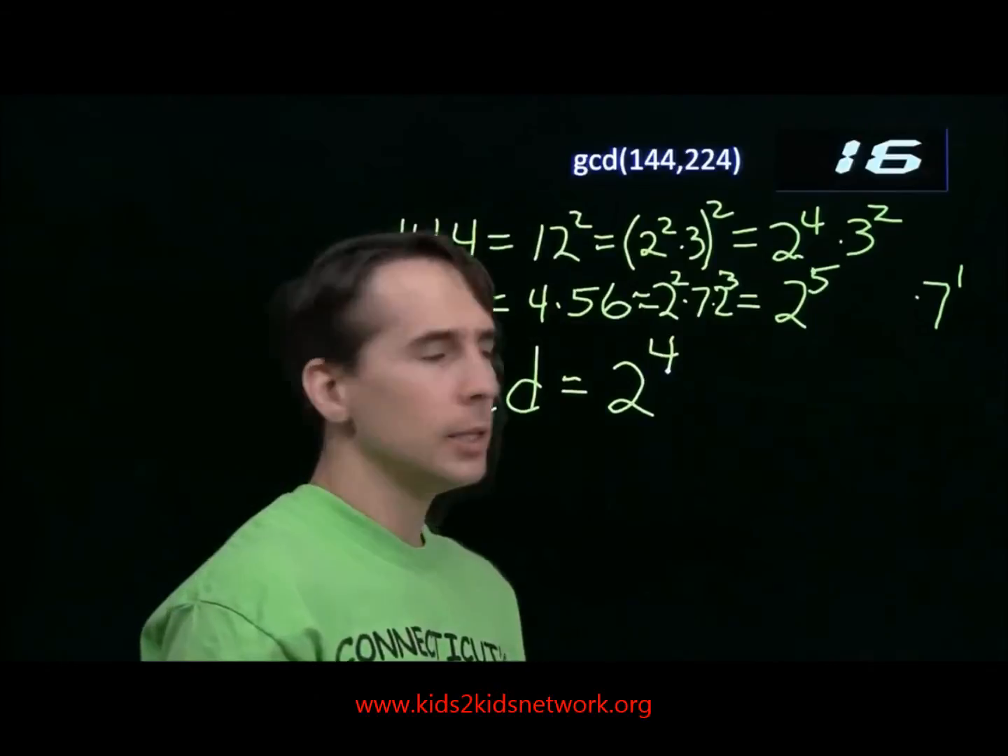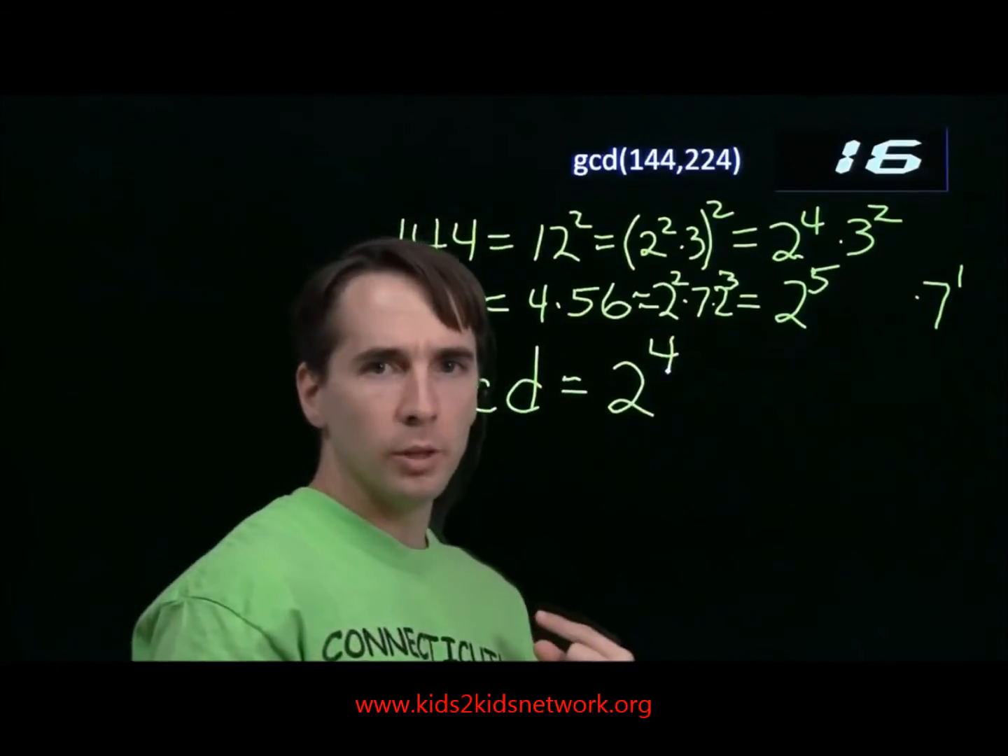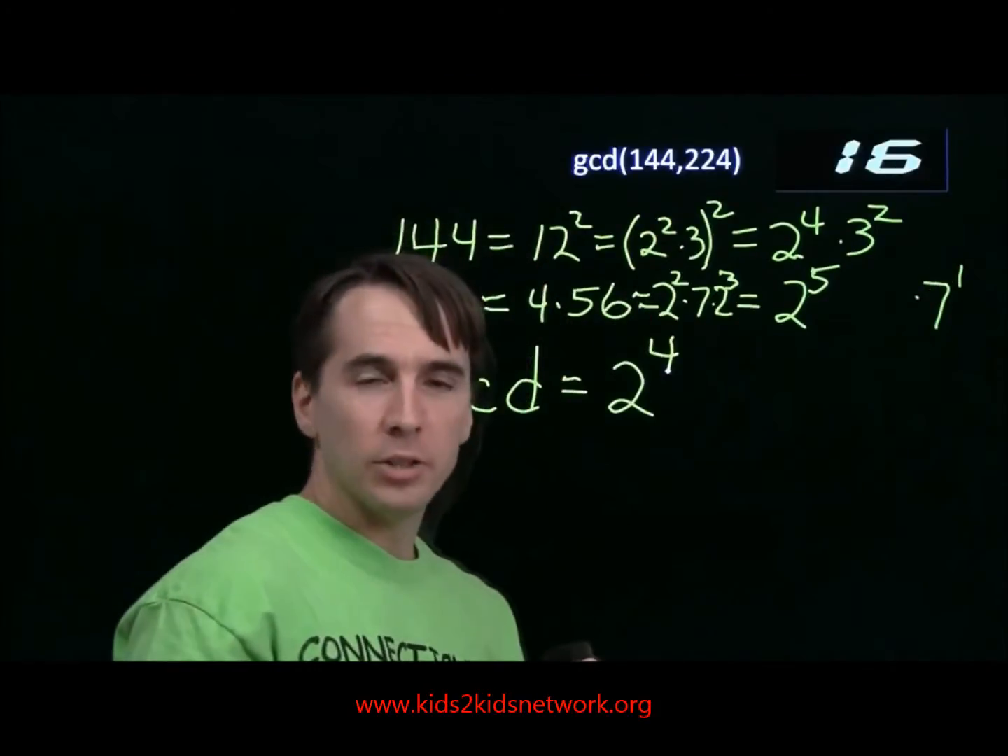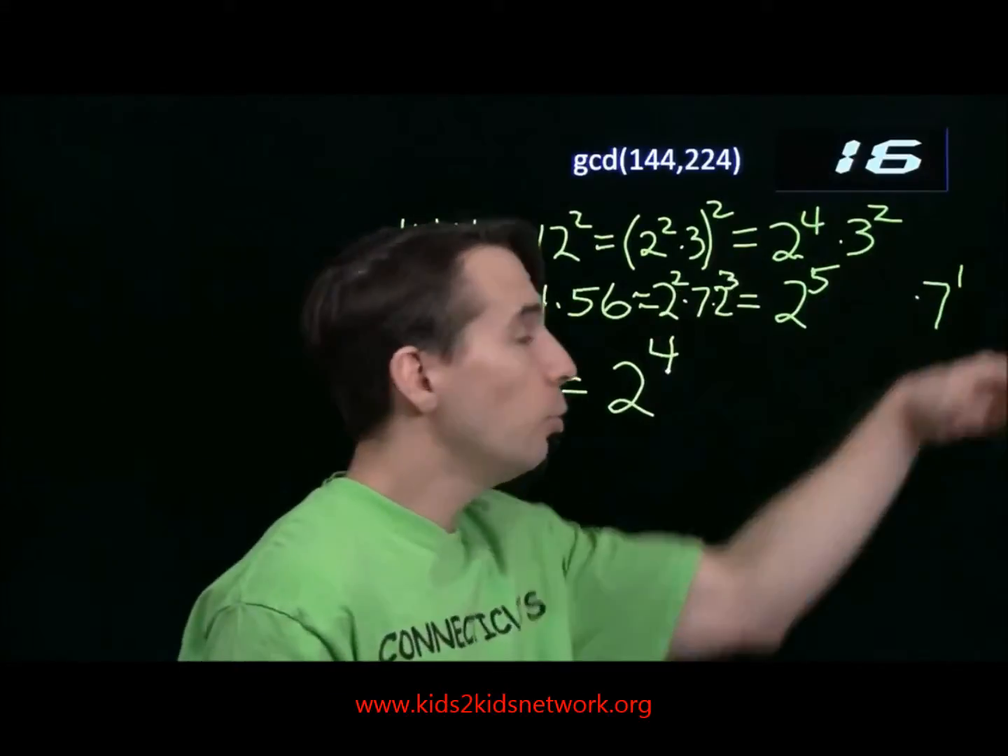Now we'll move on to the 3s. We can't take any 3s or the number won't be a divisor of 224. We can't take any 7s, or the number won't be a divisor of 144. So we can't take anything else. Can't take any more primes either.